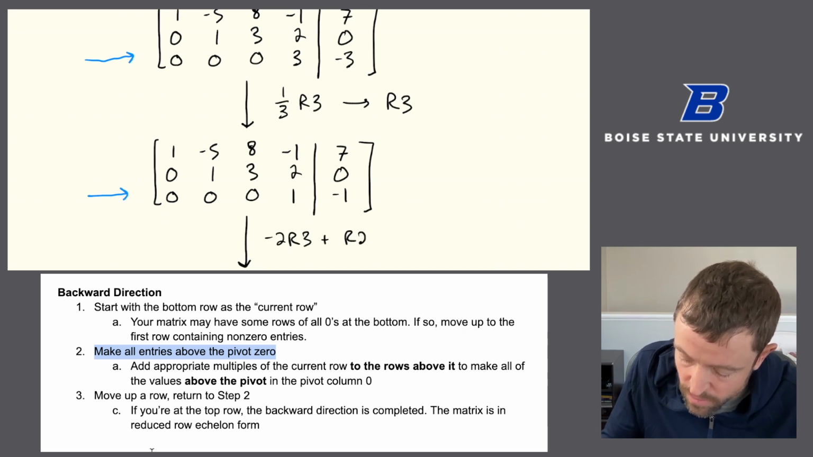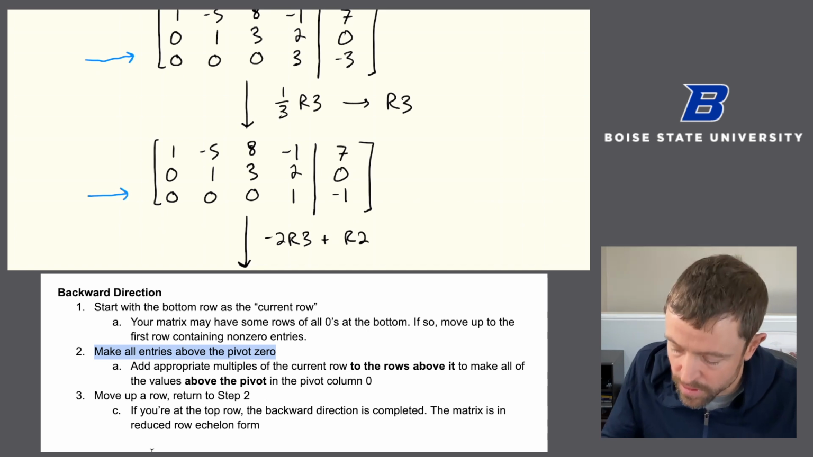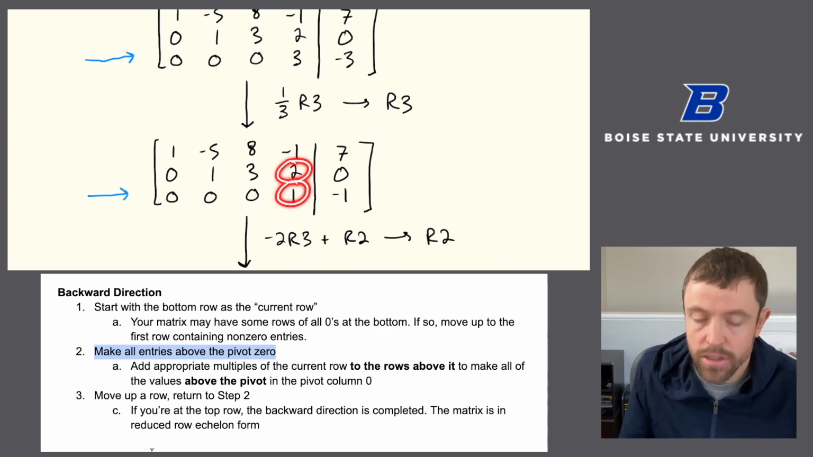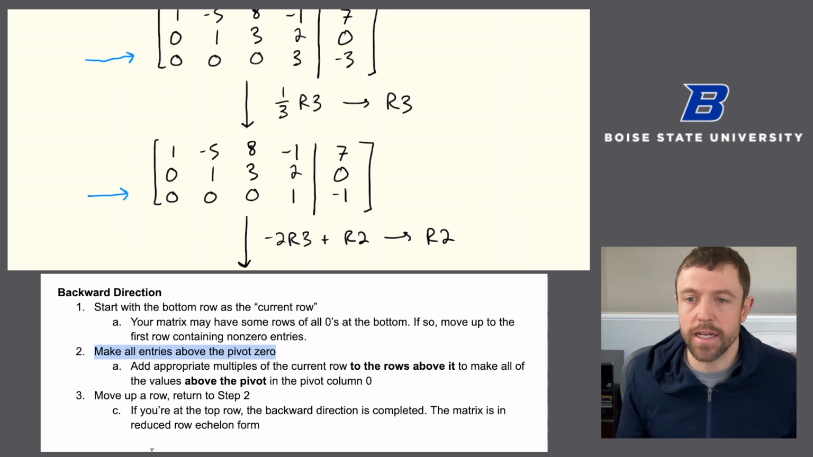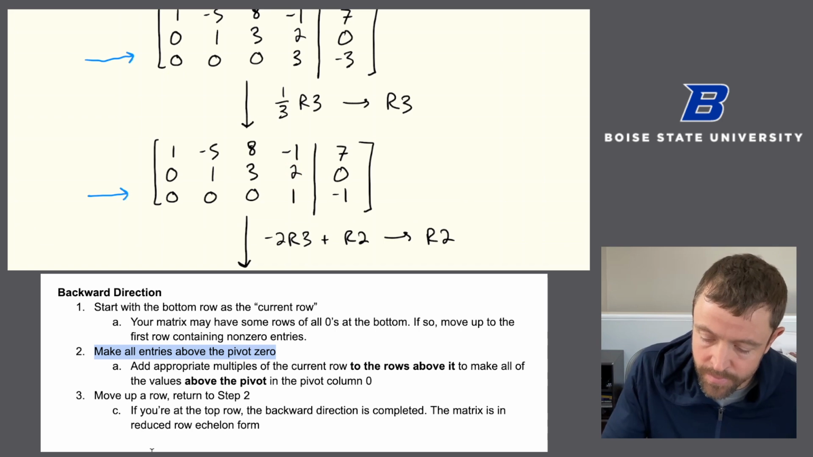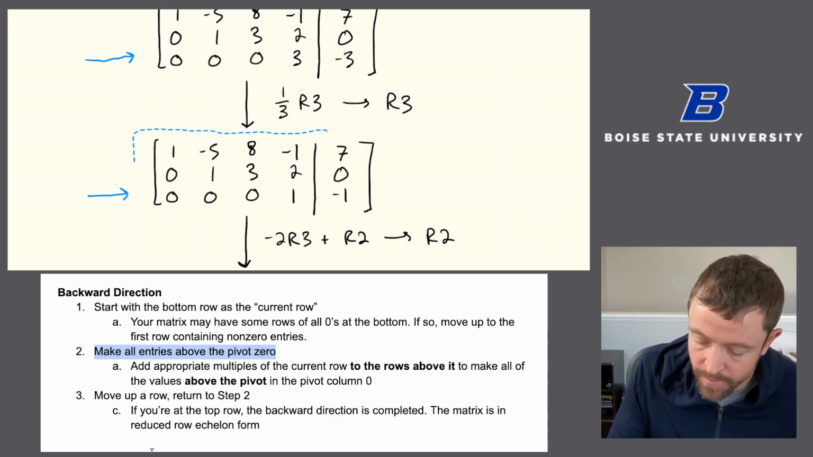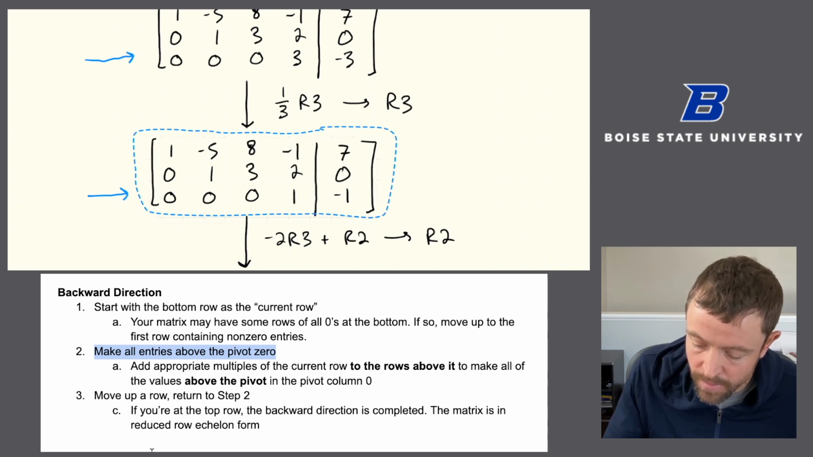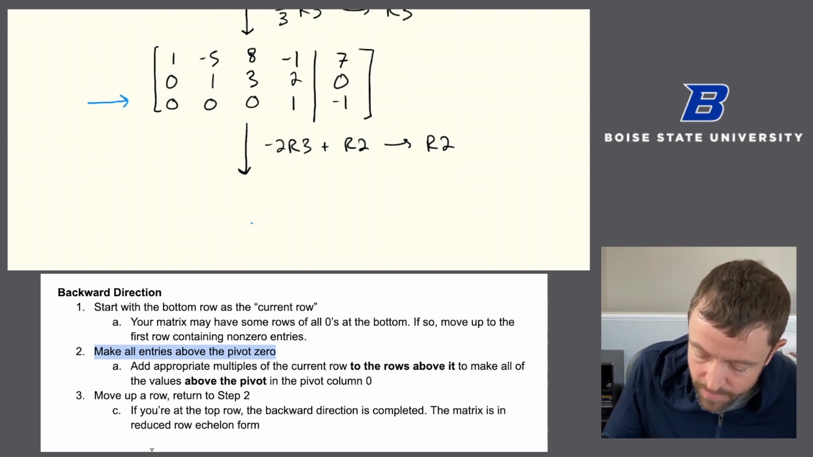I'm going to replace row 2 with -2 row 3 plus row 2. Or in other words, I'm adding -2 times row 3 to row 2, specifically because of those two entries that I just circled, the 1 and the 2. I want to get rid of that 2. So what do we get?